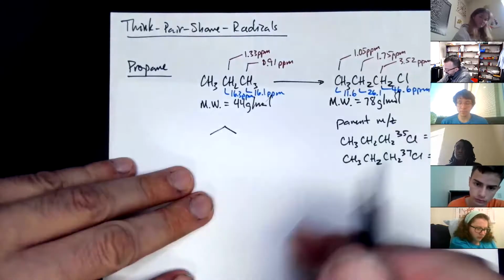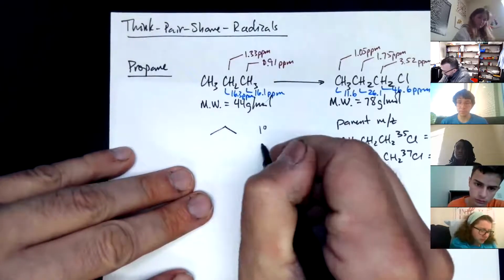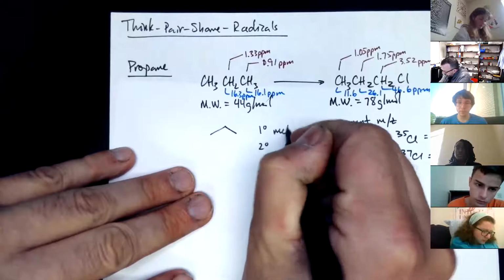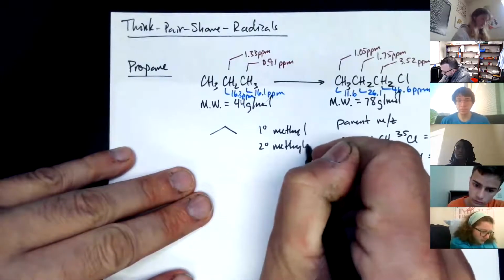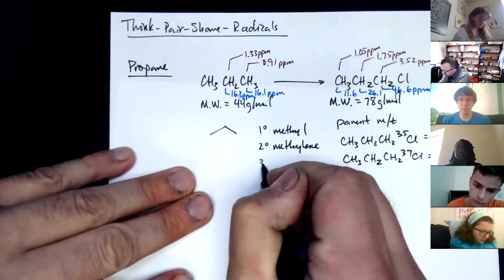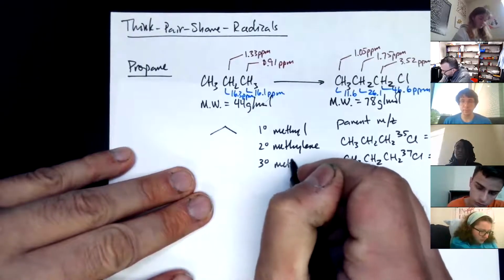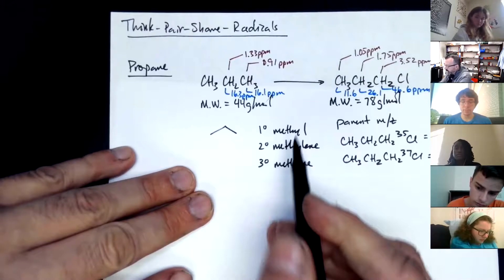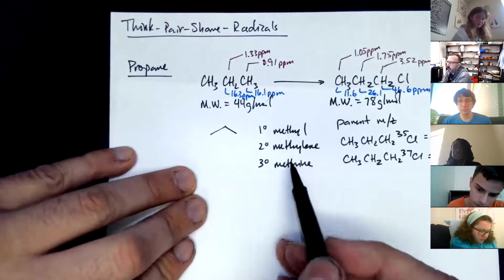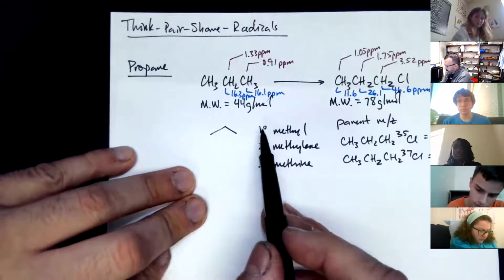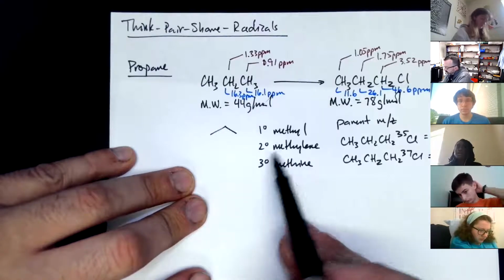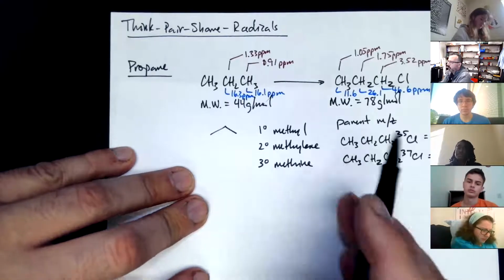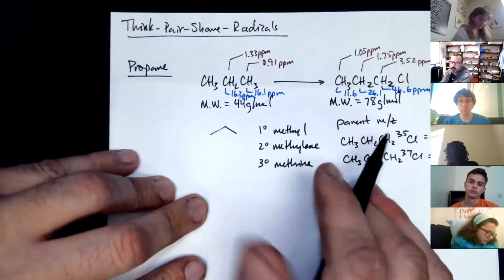Remember when we said we use this classification scheme? So we're going to use this quite a bit as well. So primary we can call primary methyl, secondary methylene, or tertiary methine. We're going to use that quite a bit in chapter 10.